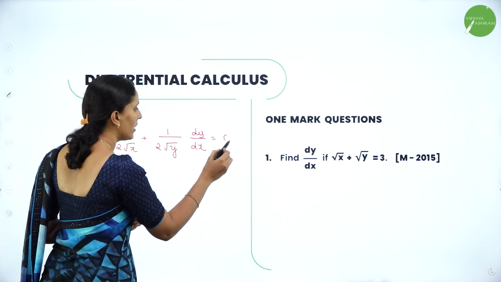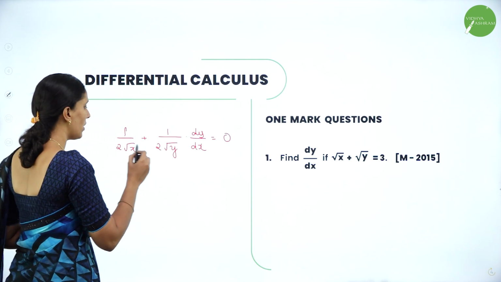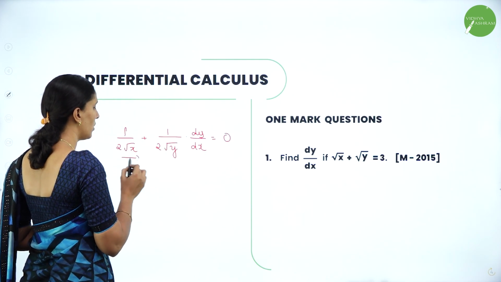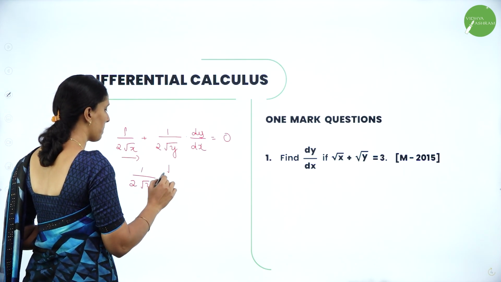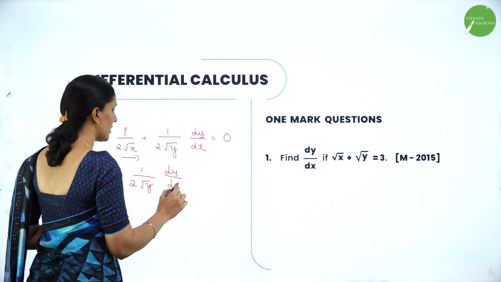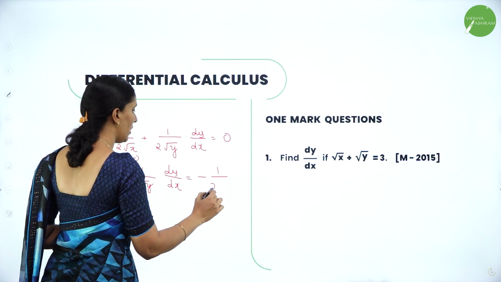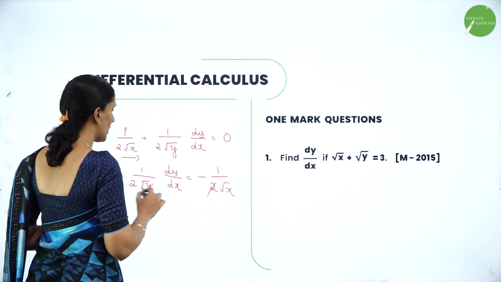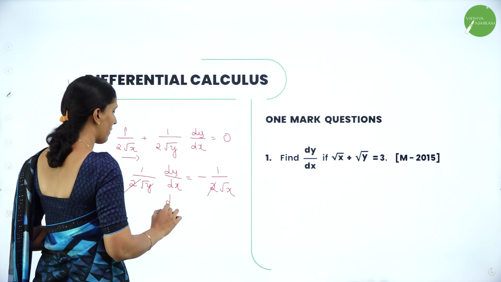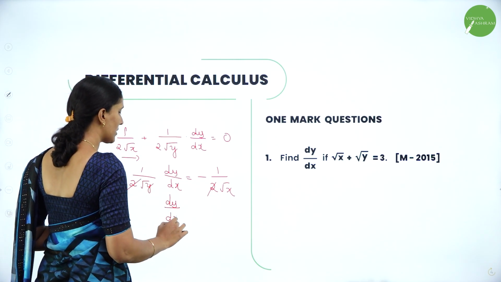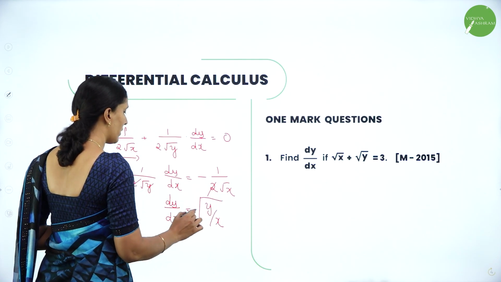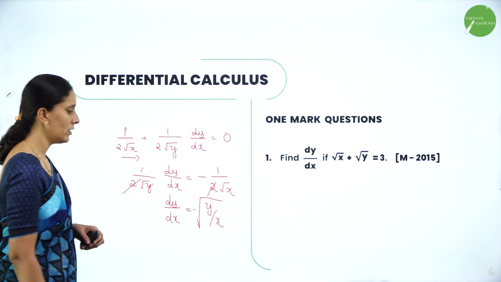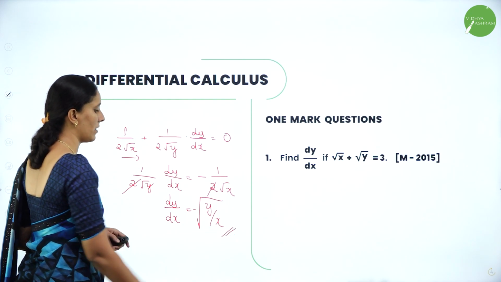Now 3 is a constant, so its derivative is 0. So now I'll shift this to the right hand side. I'll get 1 by 2 root y dy by dx is equal to minus 1 by 2 root x. We can see that the 2 gets cancelled and I can write dy by dx as minus square root of y by x. So we have minus outside the square root. So this is the answer.